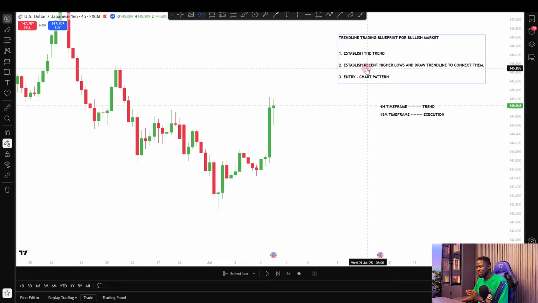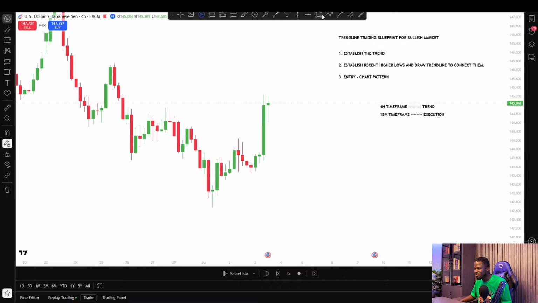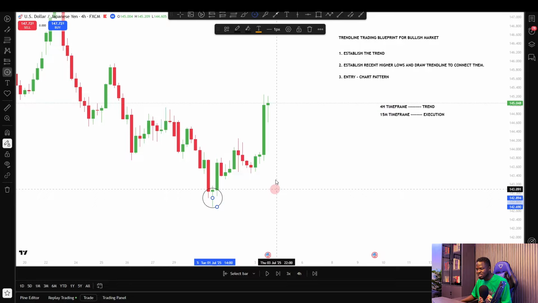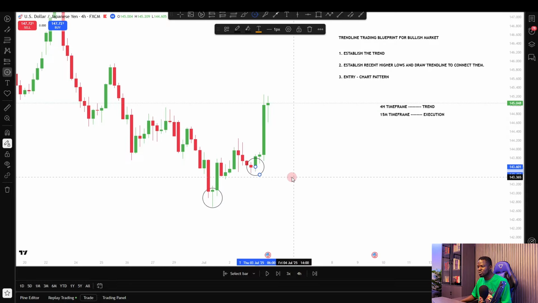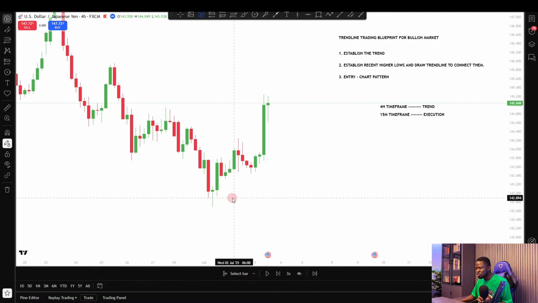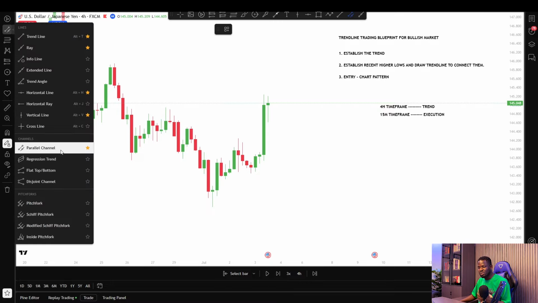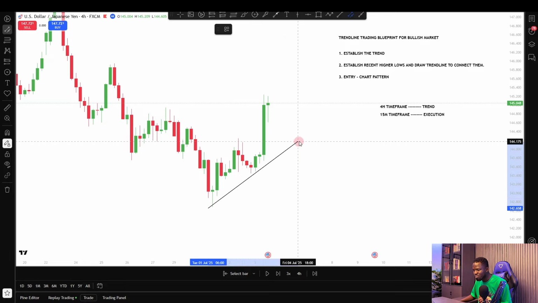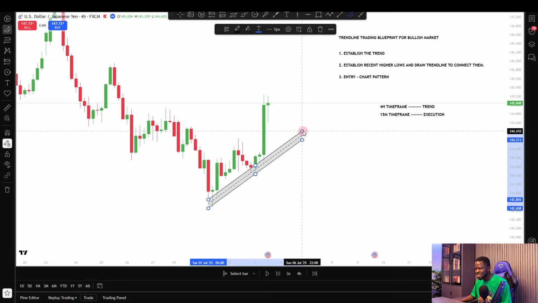The next step is to establish recent higher lows and use a trendline to connect them. So where are our recent higher lows? We have our first significant low here, then we have our second significant higher low here. So what we want to do now is to use our trend line to connect the two higher lows, but I love to use a parallel channel to establish my trend line because it helps me to connect both the wick and the body of the candlestick together.